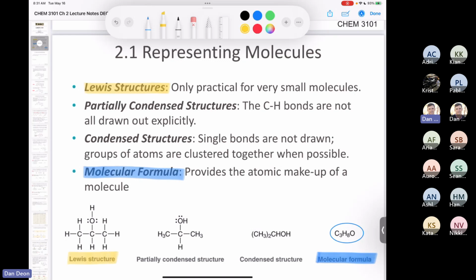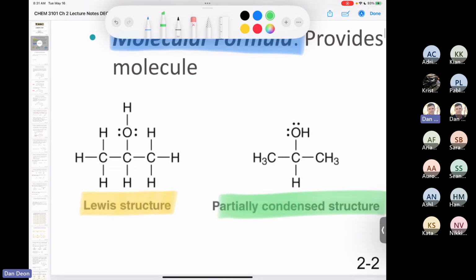And so, I've already introduced you to the concept of a partially condensed structure. A partially condensed structure is simply one where we eliminate the carbon-hydrogen bonds. Just get rid of those carbon-hydrogen bonds, and that eliminates a lot of bond drawing. So you can see going from the Lewis structure to the partially condensed structure, if we have a methyl, CH3, they took those groups and condensed them to CH3 like this.